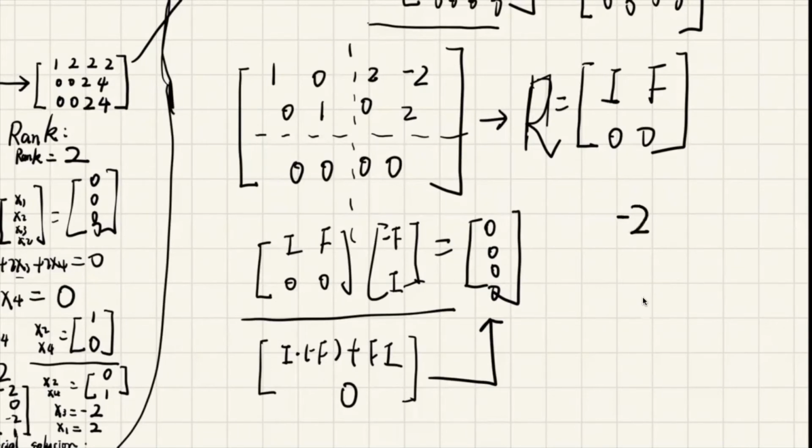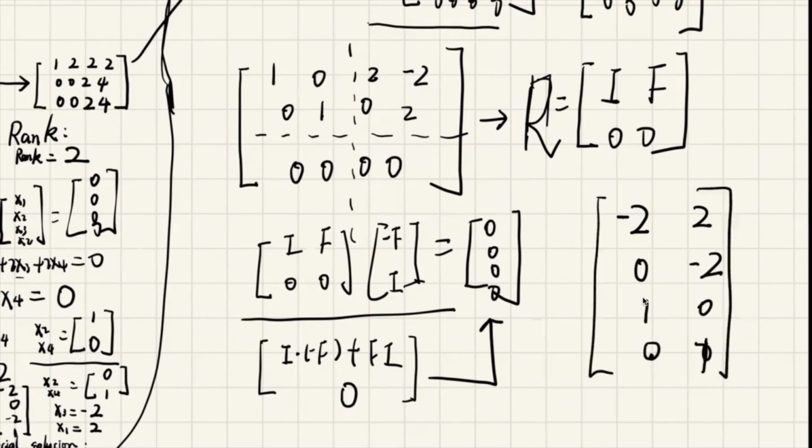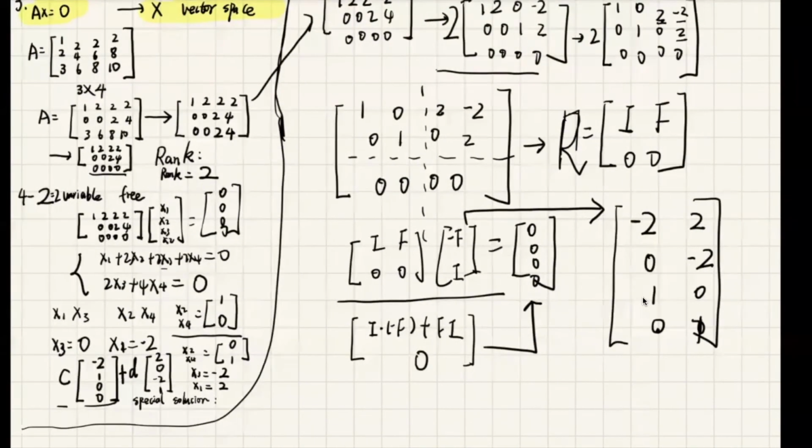minus 2, 2, 0, minus 2. And then the I, of course, is 0, 0. So this one is just this one. Then we just compare with our result here. Minus 2, 0, 1, 0. Minus 2, 0, 1, 0, 0. And then 2, minus 2, 0, 1.